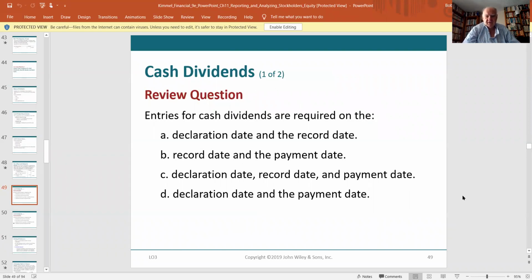Question about cash dividends. Entries for cash dividends are required on the declaration, record date? No, not on the record date. The answer to this better be D, on the declaration date and payment date.